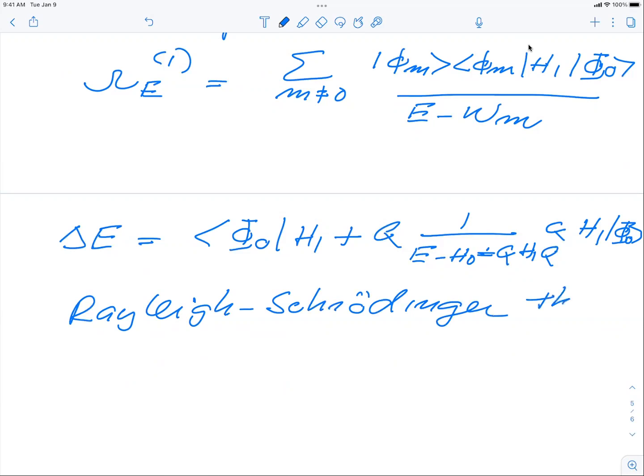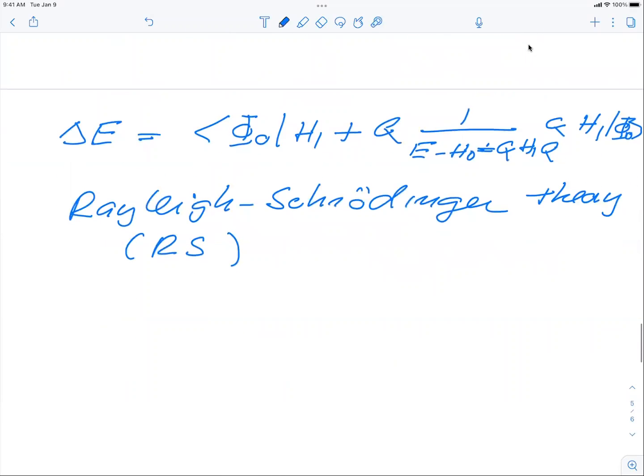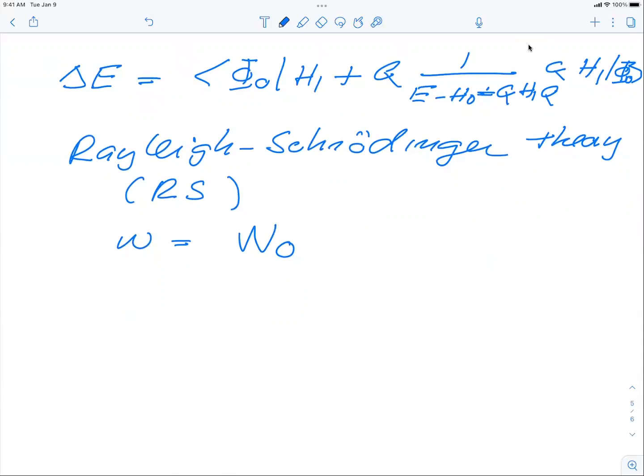So let's just put that one up here. We're just going to use the acronym RS. So in this case, what we do now is that this quantity W, which we have, is given by the unperturbed energy of the ansatz for the ground state. And if we now plug that in, we are going to get the following expression.